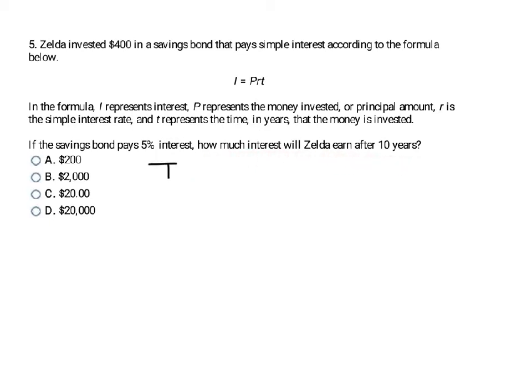So once again, I have to identify what I know about the different variables. So I'm going to write down I, P, R, and T, and then write down what numbers I know for each of them. So make sure you're doing the same. So here, Zelda invested $400. P is the money invested, so that means 400 is going to be my P.